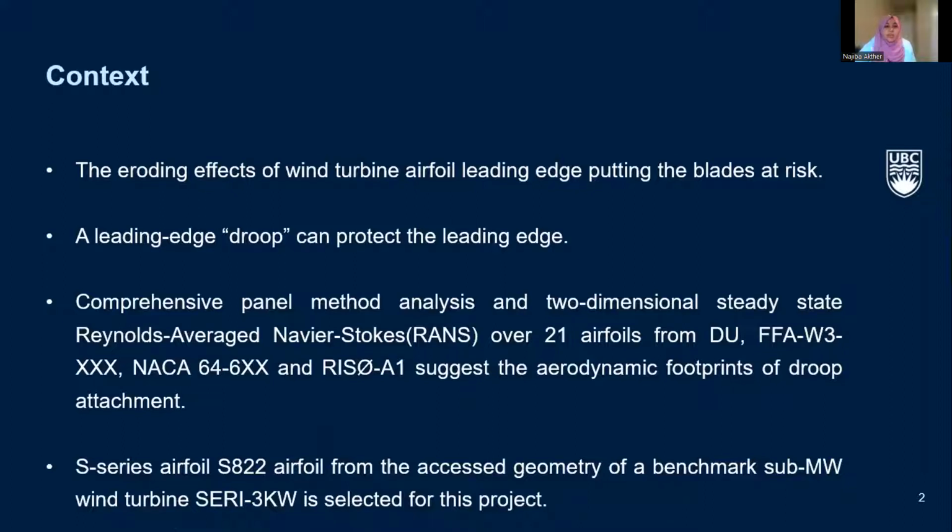Different comprehensive panel method analyses and two-dimensional steady state Reynolds-averaged Navier-Stokes approaches over 21 airfoils from different families of wind turbines suggest the aerodynamic footprints of this droop configuration. The geometry of the benchmark sub-megawatt wind turbine, SARI 3 kilowatt, is selected for this project. From that geometry, we are selecting one S-series airfoil, which is S822, for our project.